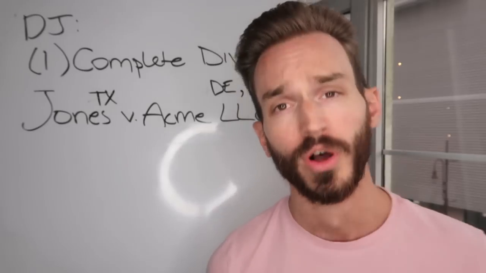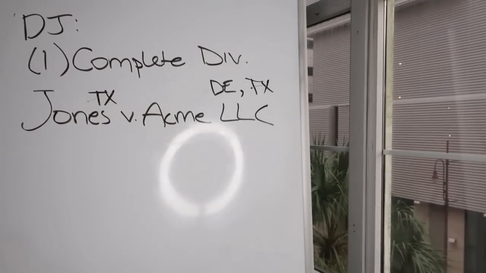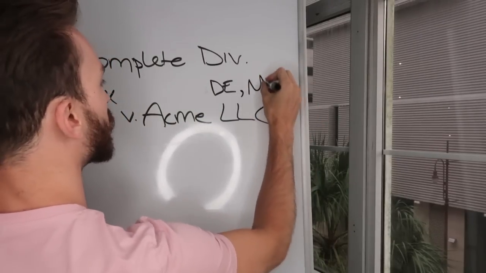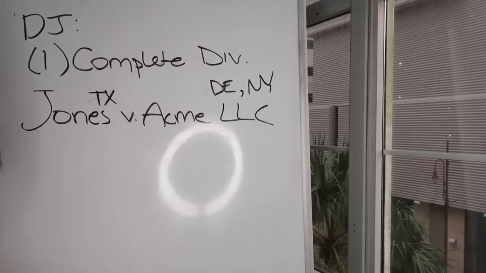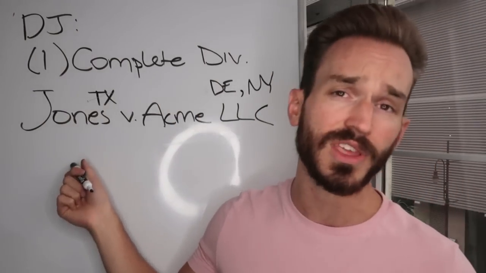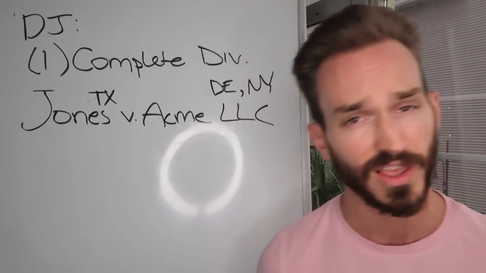Corporations hold dual citizenship. Now, obviously, if Acme LLC was headquartered in New York, say that they're headquartered in New York now, again, we have complete diversity. Every citizenship represented on the plaintiff side of the case is different than every citizenship represented on the defendant side of the case. Very straightforward stuff.